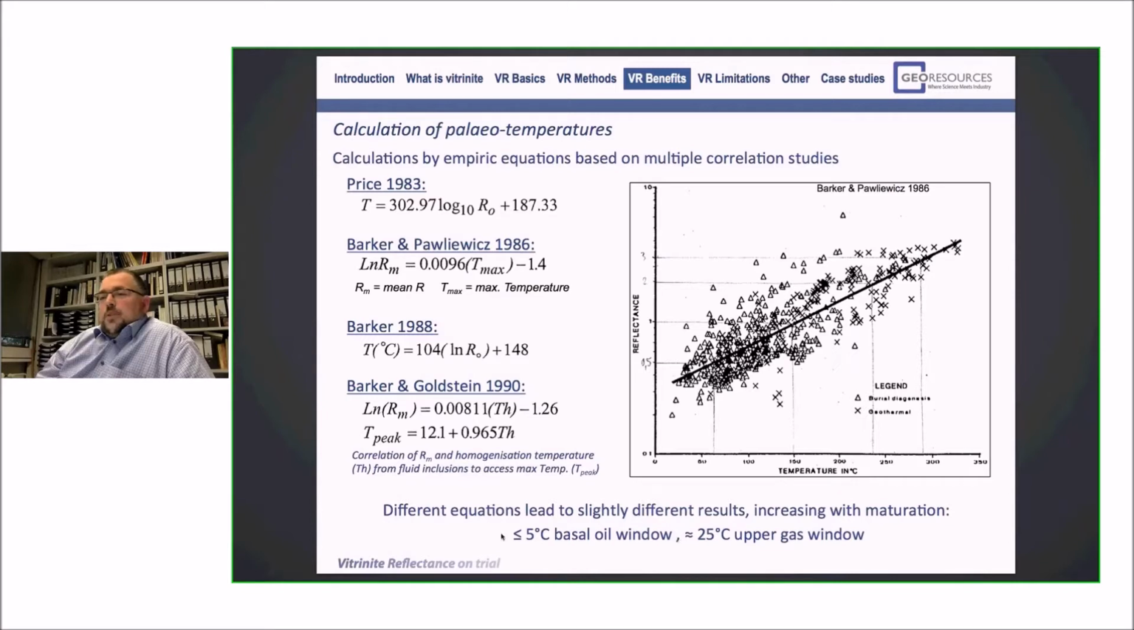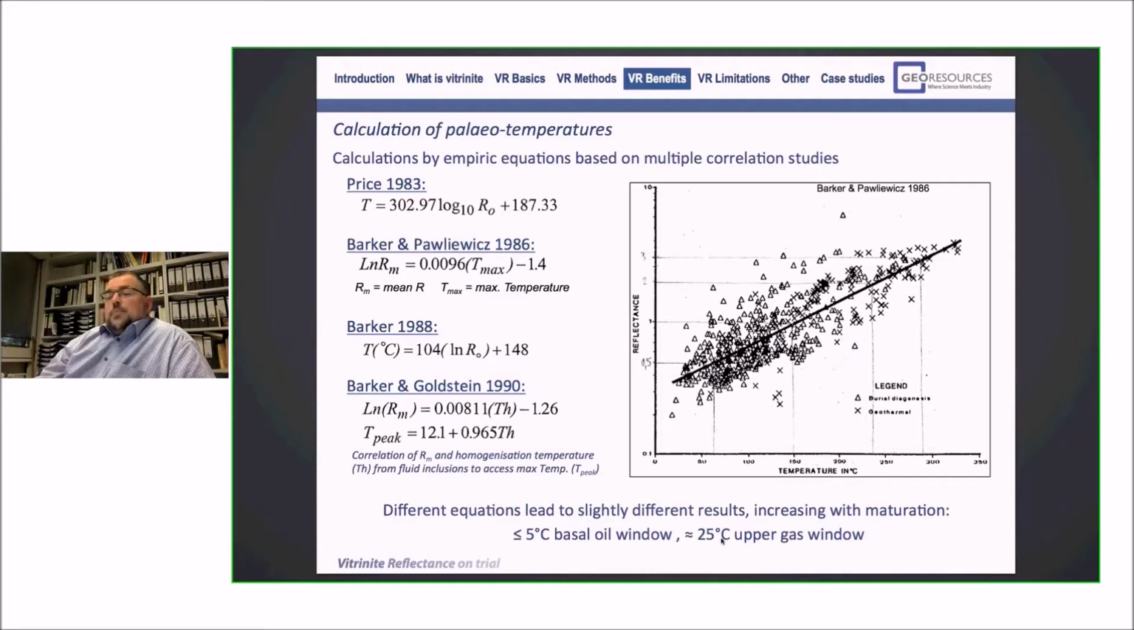extreme equations, between the equation giving the lowest and the highest paleo temperatures, we have about, or slightly less than, 5 degrees centigrade at the basal oil window, but about 25 degrees centigrade in the upper gas window, and over 30 degrees if you go up to the over mature area.